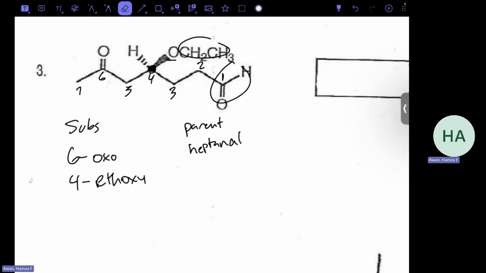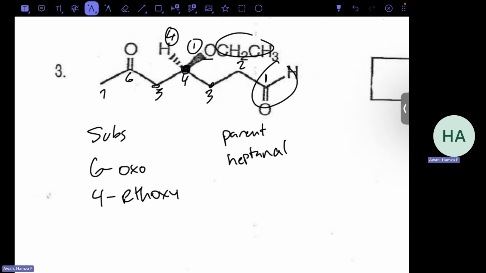And so now we have to look at the biggest groups and the smallest groups. Immediately this hydrogen is going to be our smallest group and this oxygen is going to be our biggest group, right? Because we have 2 carbons right here on either side. So we'll start going through the carbons.